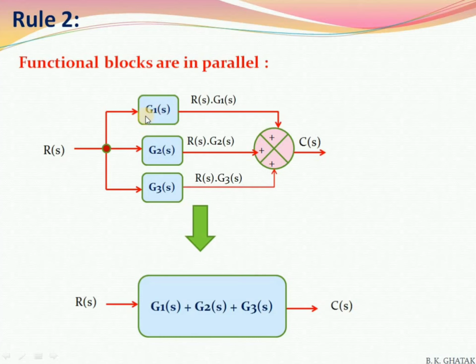So the functional blocks G1s, G2s, G3s have the same input parameter, RS. So the output of G1s is RS into G1s. Output of G2s is RS into G2s. Output of G3s is equal to RS into G3s. Now we put all the values in a summing point and we get the output CS.